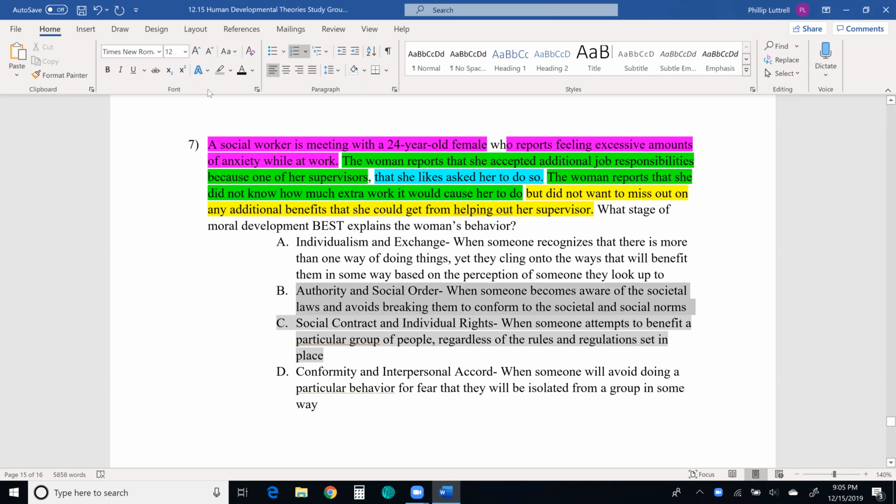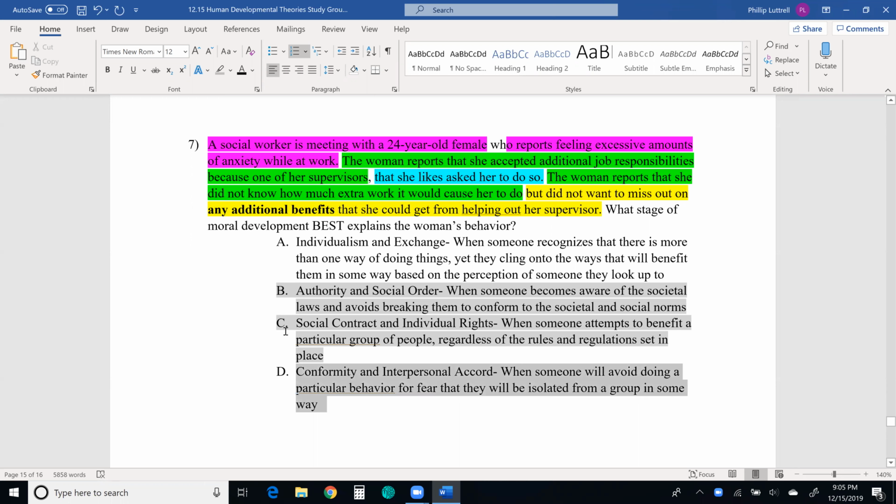We're also going to rule out authority and social order because it's not saying she's trying to comply with the actual societal law or she's trying to avoid breaking laws for the fact that she would be isolated or ostracized in some way. So, is she trying to sacrifice her individual preference to gain something in some way to benefit herself? Or is she doing this solely based on the fact that she doesn't want to be isolated or cut out of a peer group, or it could negatively impact her interpersonal relationships in some way? And a key detail in the question is that she's trying to gain any additional benefit. So she's trying to benefit herself in the most maximized type.